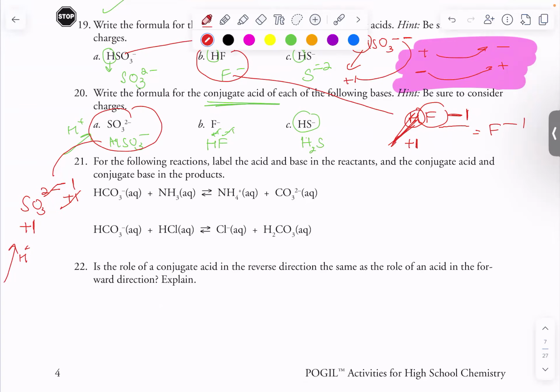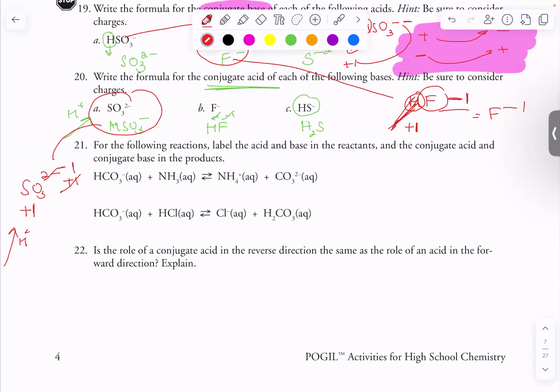For the following reactions, label the acid and base in the reactants and the conjugate acid and conjugate base in the products. So HCO3 minus is an acid, and its conjugate base is CO3 2 minus. Well done. And what is this? That is the base, and NH4 plus is the conjugate acid. Well done. Now, next part.